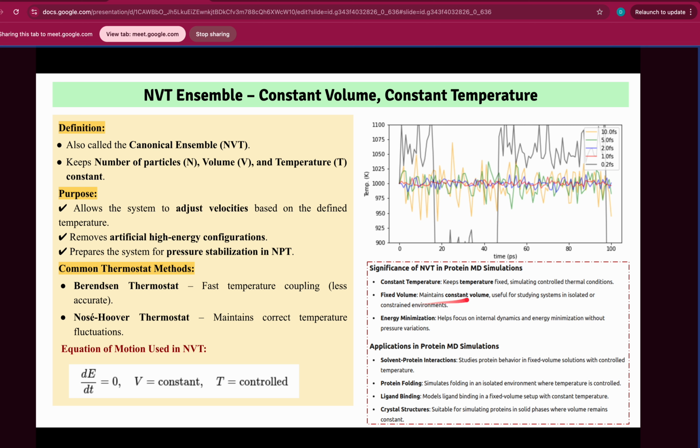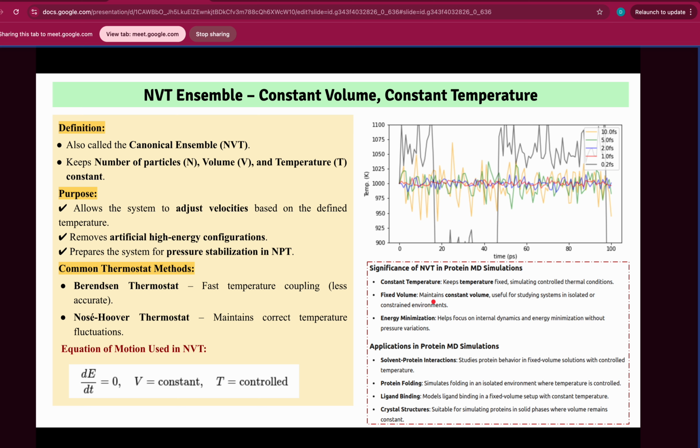Fixed volume, because in this we are also fixing the volume. Volume means my protein which is present in a certain conformation. When it gets folded or when some interactions take place, it can undergo change in its volume. Volume means how spread out it is, how much surface area it is occupying. That is known as volume. But in this scenario, we are maintaining constant volume.